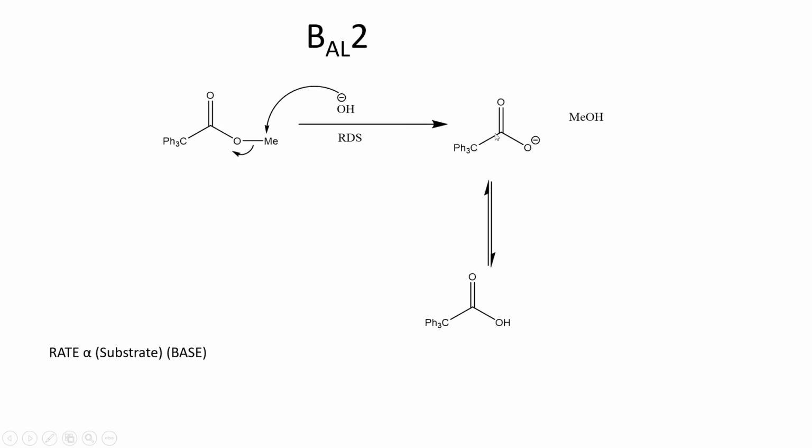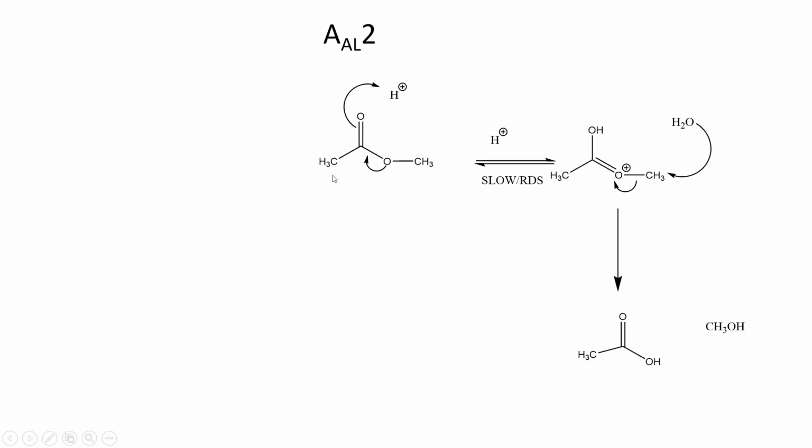Now see the BAL2 mechanism. Here we can see this is the RDS step, where the alkyl bond gets cleaved, and the RDS step is that step where the base attacks the alkyl group, and the rate depends on substrate as well as base. You can see the mechanism: base catalyzed alkyl bond cleavage bimolecular reaction.